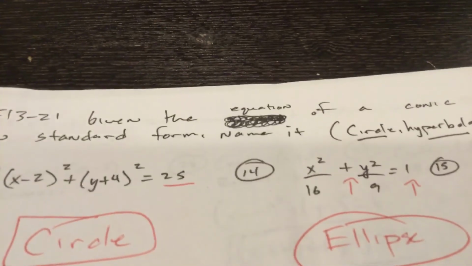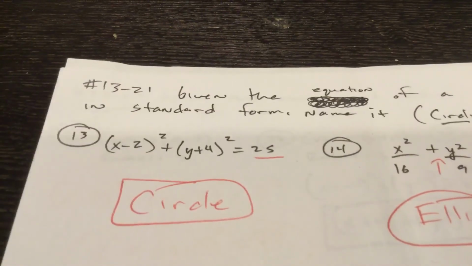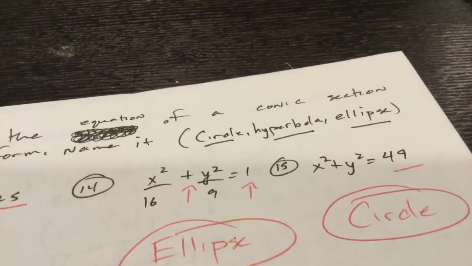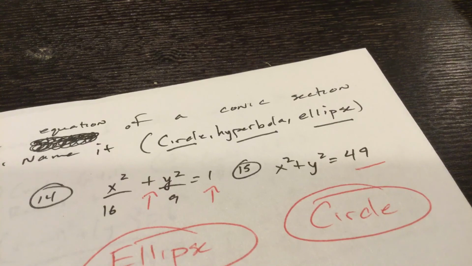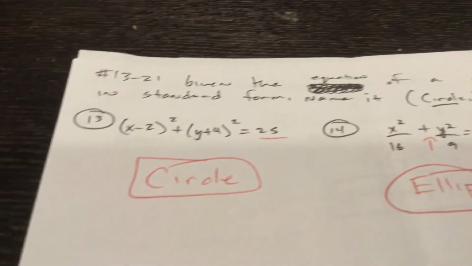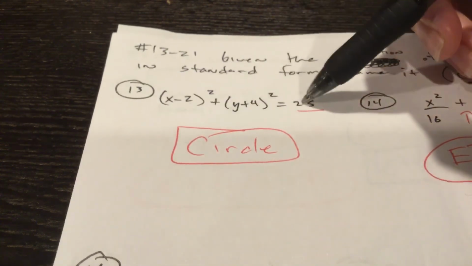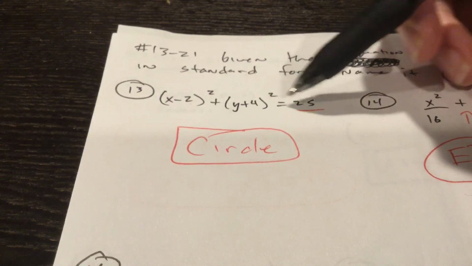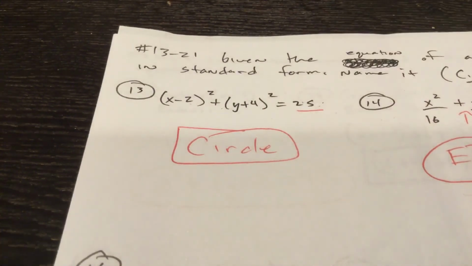Given the equation of a conic section in standard form, name it. Is it a circle, hyperbola, or an ellipse? Okay, now you will get those in a game plan video coming soon. But what we just did on the first page, first off, a circle: both variables are squared, as they are here, but it doesn't equal 1, and there's a positive in between. This is what the equation of a circle looks like.